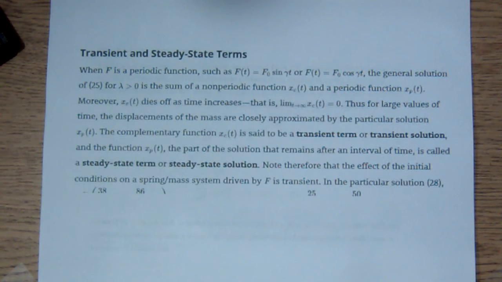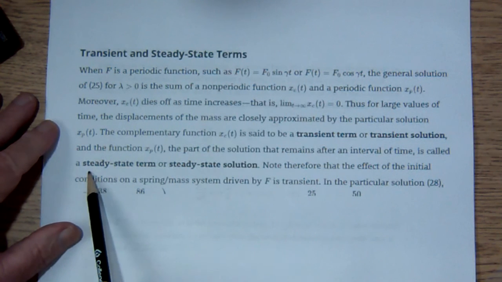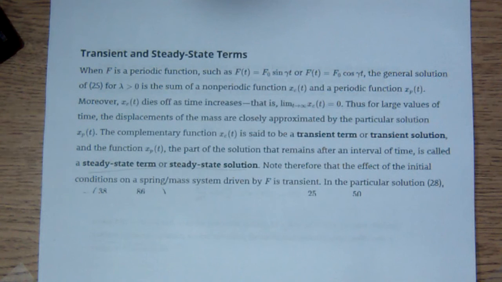Now, when the driving force is a periodic function, such as those shown there, the general solution is the sum of a non-periodic function, the complementary solution, and a periodic function, which will represent the particular solution. And the complementary solution can die off as time increases, that is, if its limit equals 0. So for large values, the displacement is closely approximated by the particular solution. And the complementary solution is said to be a transient term or transient solution. I think we've talked about that before. And the particular solution is what's called a steady state or ongoing solution.